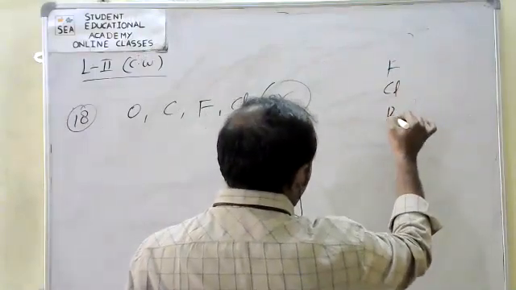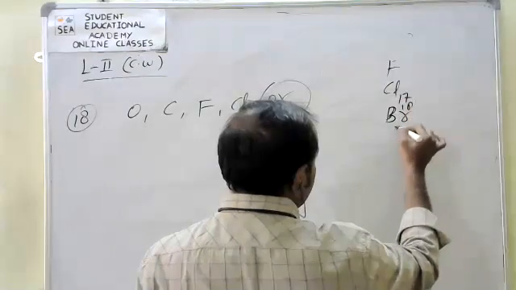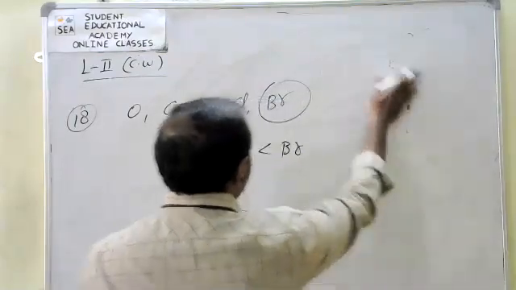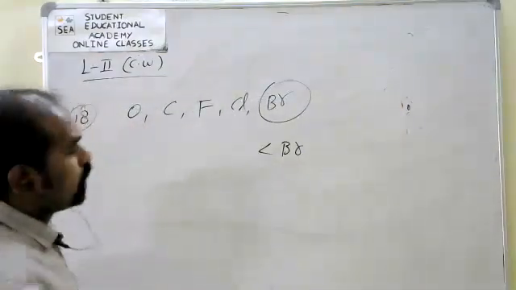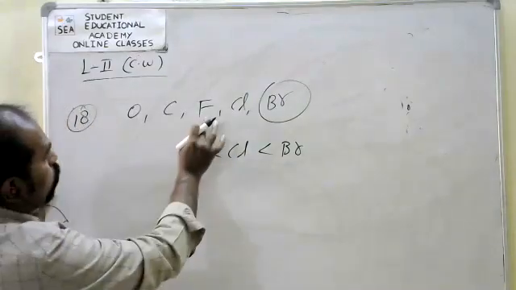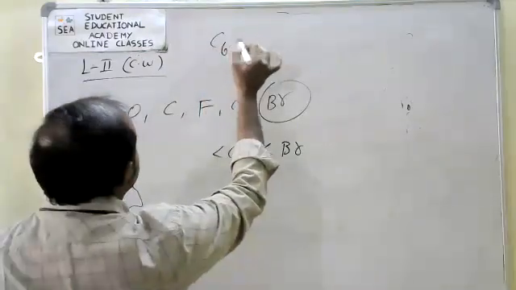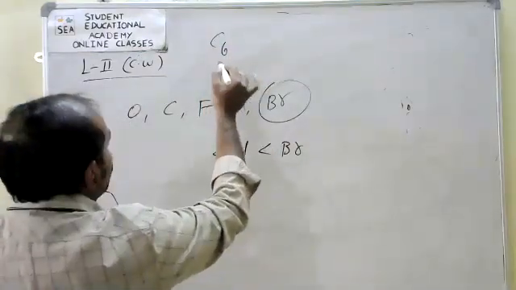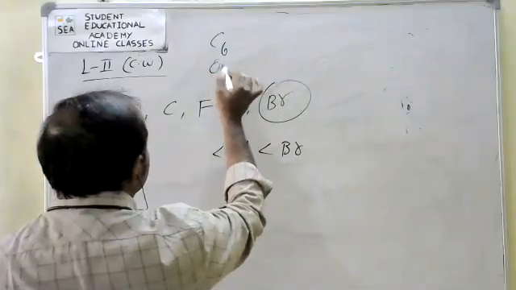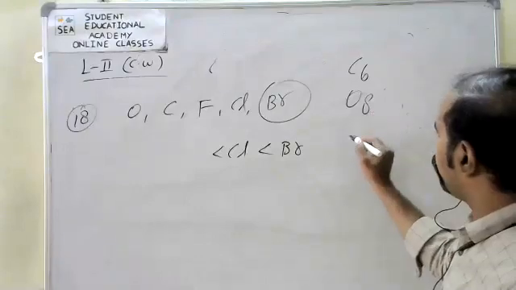Fluorine, chlorine, bromine, iodine. It is 17 plus 18, 35. So it is very high, bromine. After that, we know that chlorine, 17. No problem there. Here, fluorine, oxygen, carbon. Carbon atomic number 6. Oxygen atomic number 8. Fluorine 9.